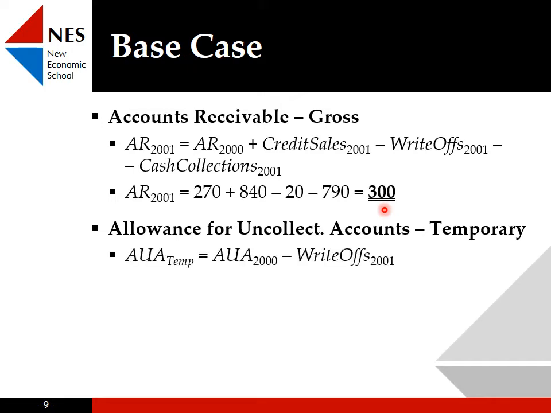Now, what will be the carrying amount of the allowance for bad debts before we actually recognize the bad debt expense for the year of 2001? Well, we have started with the allowance worth 22 at the end of the year 2000, and we have written off bad debts worth 20, and so we end up with the carrying amount of 2 that will then need to be incremented to achieve the desired level of allowance at the end of 2001.